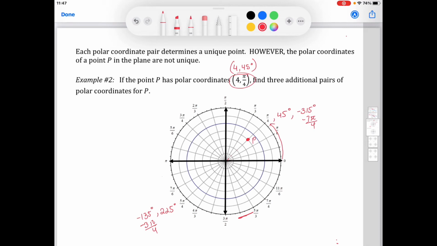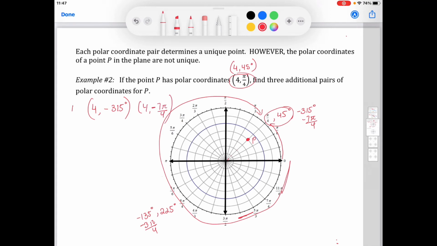Now, what are the multiple ways? Do you agree? This was when we went in counterclockwise, right? My 45. But if I went in clockwise direction I would end up at the same point, which means this point can be rewritten as 4 comma negative 315 degrees. I'm going to write it in radians also. 4 comma negative 7 pi over 4. That's one way of writing it.